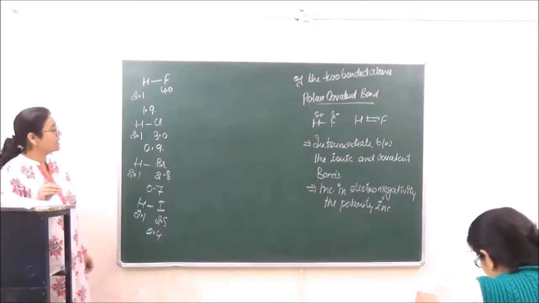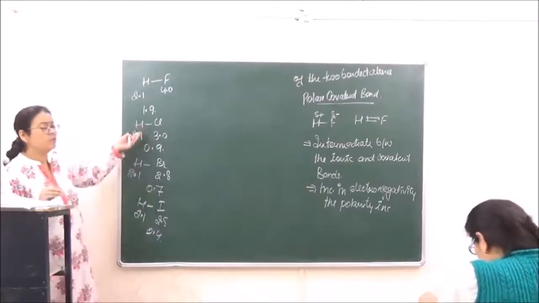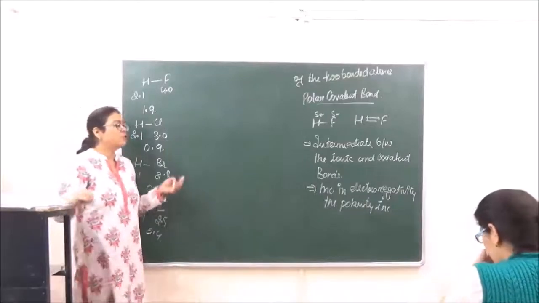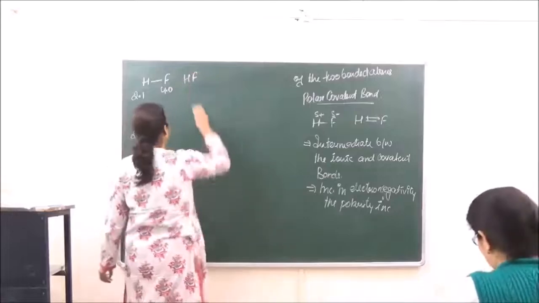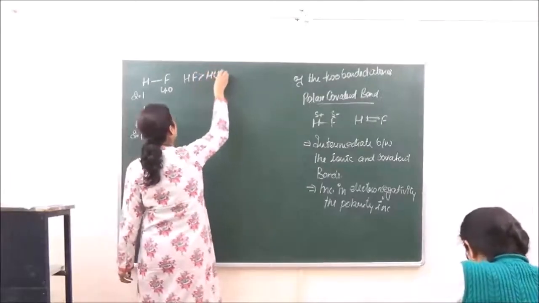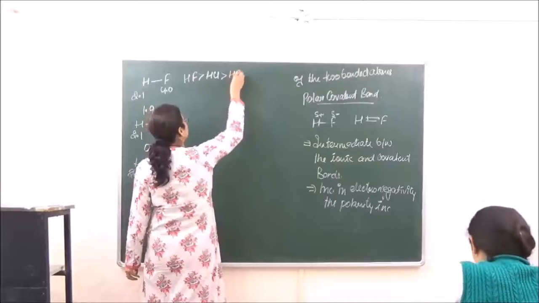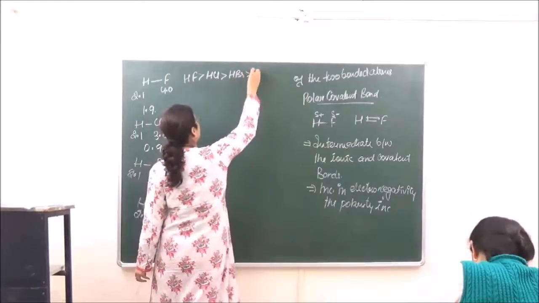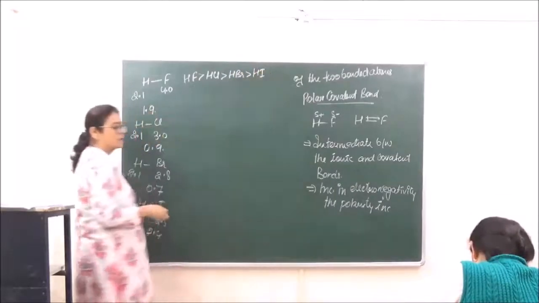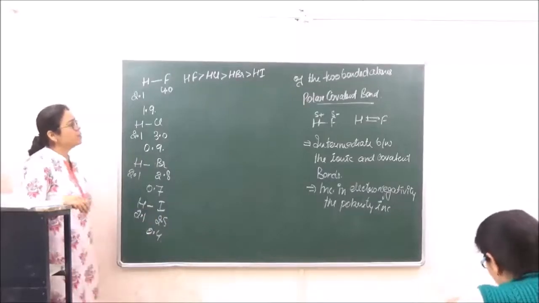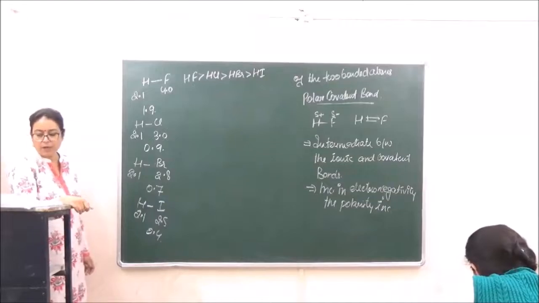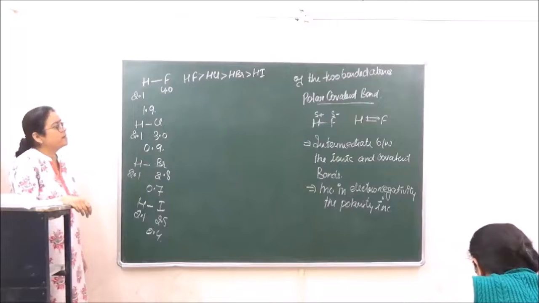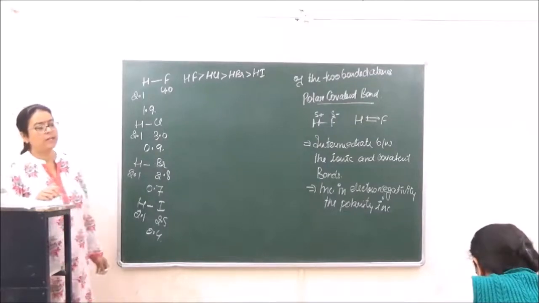Now when we look at ionic character, the greater the electronegativity difference, the more the ionic character. So amongst all of these, HF is going to be the most ionic, then HCl, then HBr, and then HI. So this is the trend of ionic character of halogen acids. Now according to Pauling, the percentage of ionic character can also be calculated on the basis of electronegativity difference.